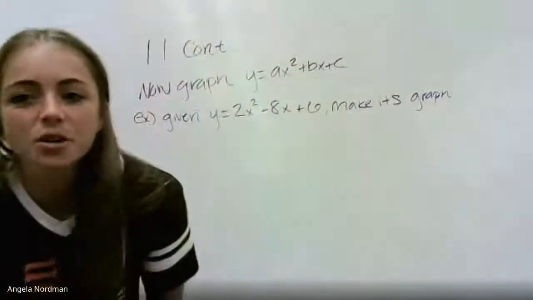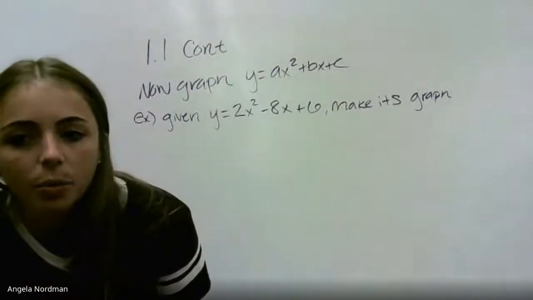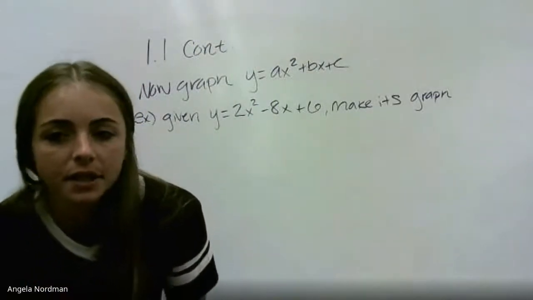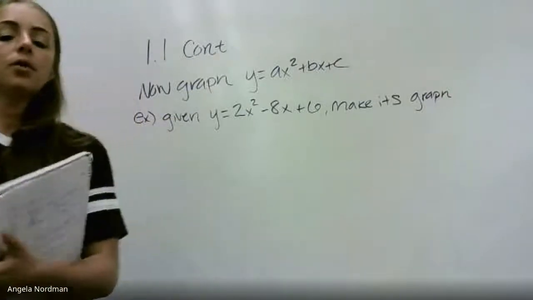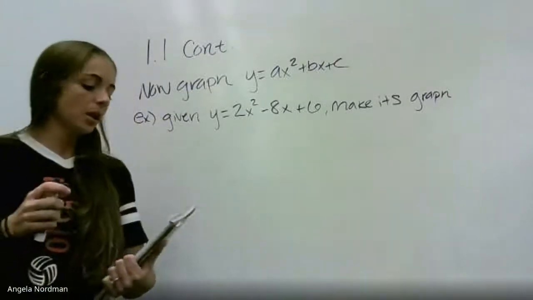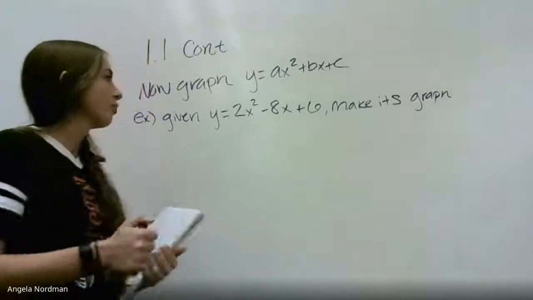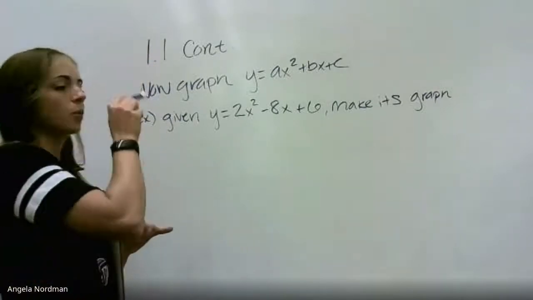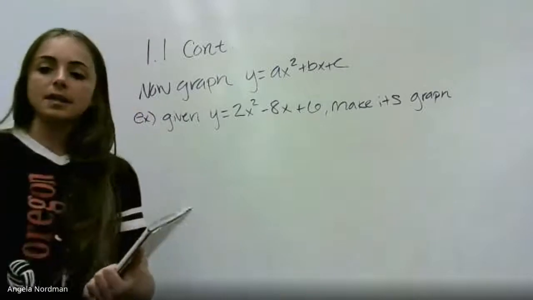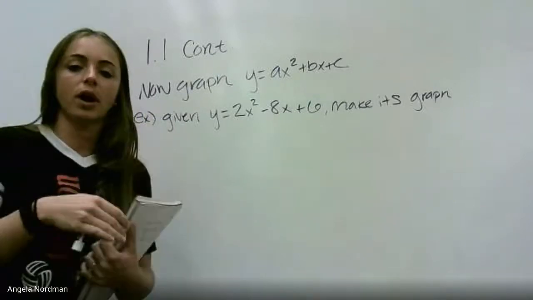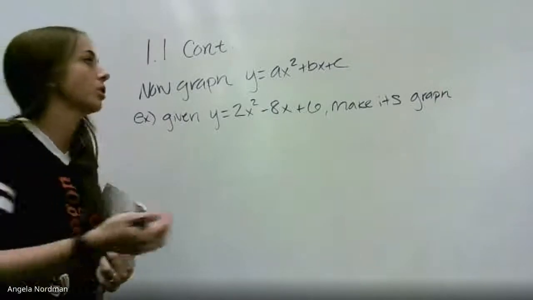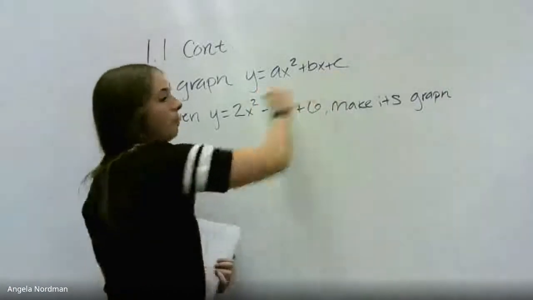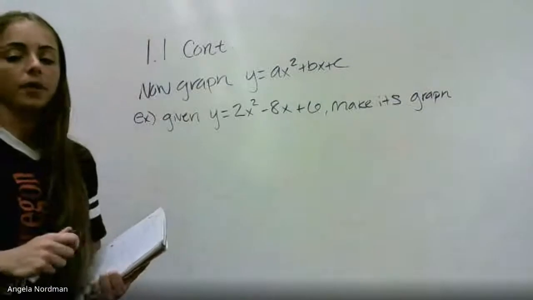Hi. Okay, so we're starting off again here with 1.1. This is the continued version of it, so kind of piggybacking off of what we started last time. If you recall, we were talking about graphing in the form of y equals ax squared plus bx plus c. Last time, we really only got to graphing things of a smaller form. So today, we're going to do things that have every single bit of that function.